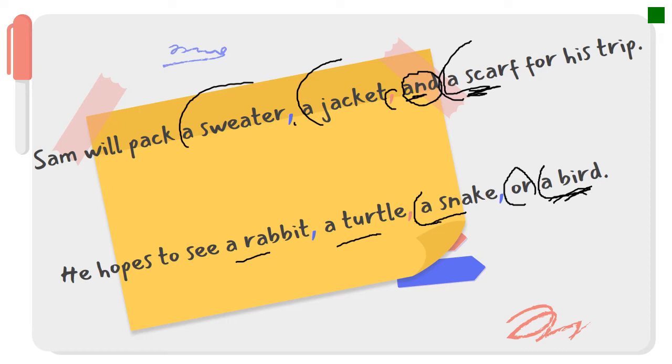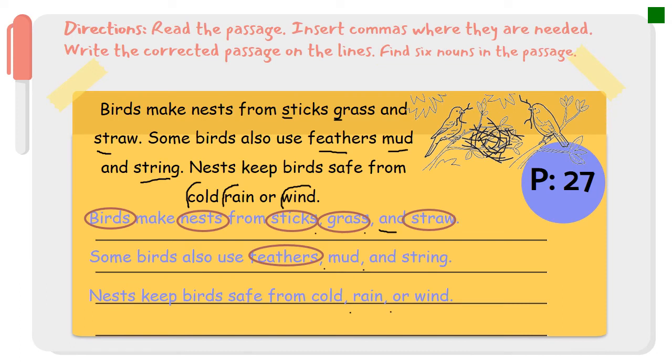These words are all animals. We have rabbit, turtle, snake, and a bird. Now let's read the passage together. Insert commas where they are needed and rewrite it on the lines. Birds make nests from sticks, grass, and straw.